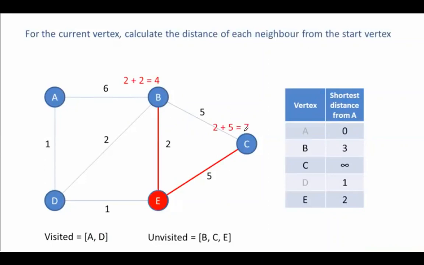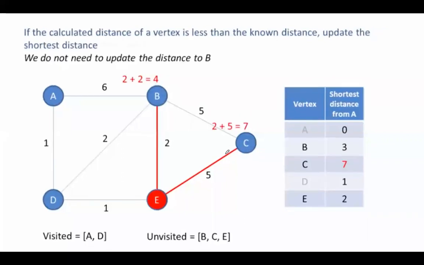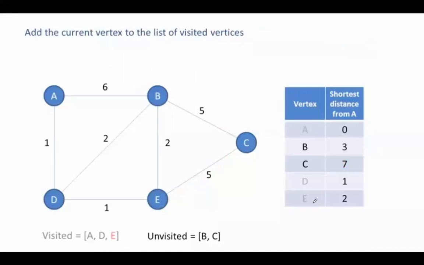Now we got 4 and 7 as new distances. Compared to the table, distance to B it is giving 4, but our distance is already less, which is 3. So we'll not replace this. Distance to C is 7. In our table it is infinite. 7 is less than infinite, so we'll replace infinite with 7. 3 will remain as it is. 7 is replaced. Now E's task is over. We'll mark E as visited.